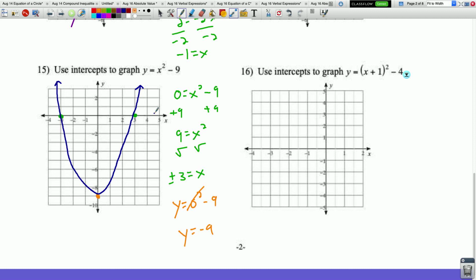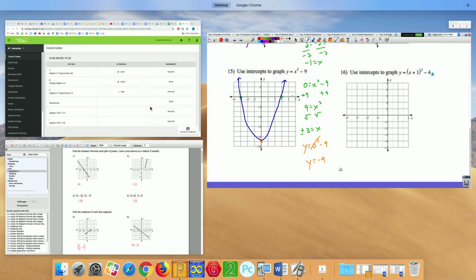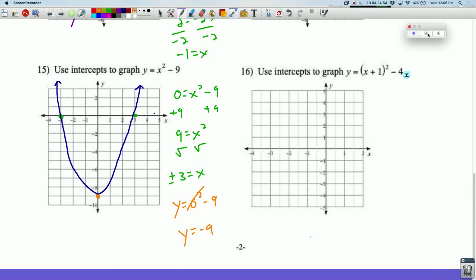Question? One second. Why is it not working? Who knows? All right.